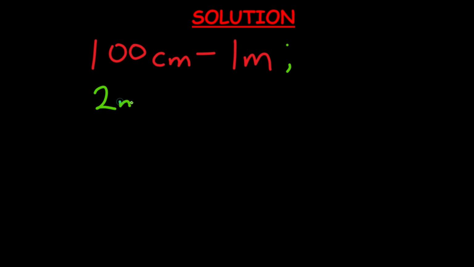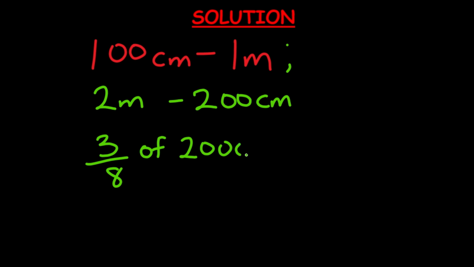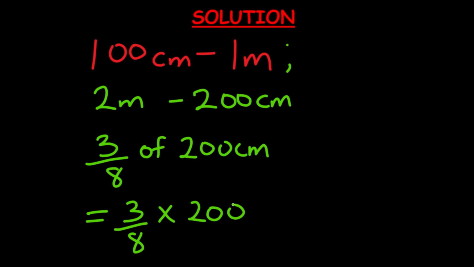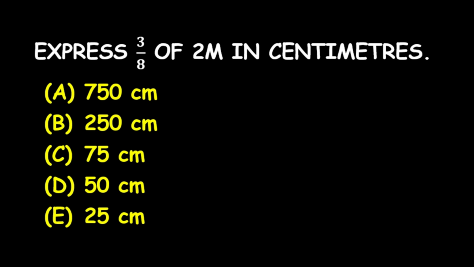Then, 2 meters equals 200 centimeters. 3 over 8 of 200 centimeters equals 3 over 8 times 200. 200 divided by 8 gives 25. Then, 3 times 25 equals 75 centimeters. Therefore, the correct answer is C.